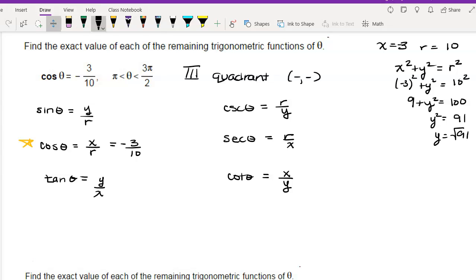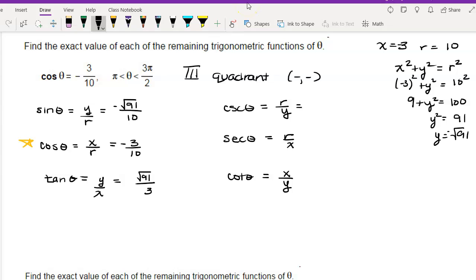So now we just have to finish out our trig functions. However, we know that we're in the third quadrant, so even though we had y equals the square root of 91, we know that y is negative. So we're going to plop in that negative. Alright, so sine theta is the square root of negative 91 over r, which is 10. And tangent theta is the square root of negative 91 over x, which is negative 3. Well, two negatives make a positive, so we can get rid of those negative signs.